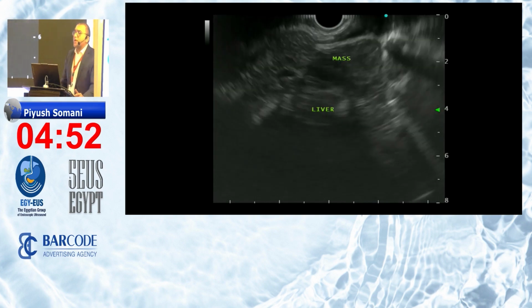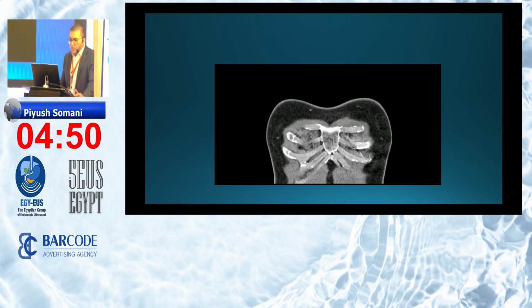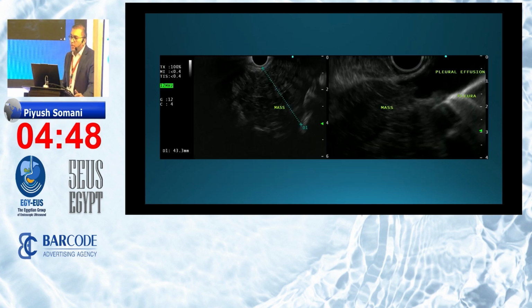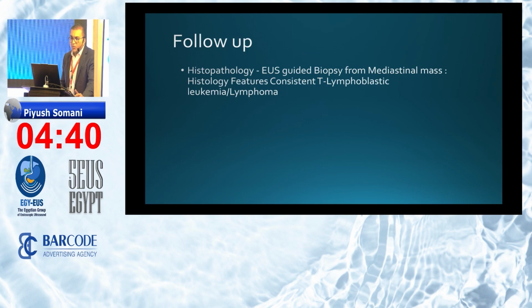And it is close to the azygous vein. The azygous vein is always on that side. This is the labeling. The pleural effusion is always on the right side. This is the hyperechoic pleura which is there, and the azygous vein travels near to it.